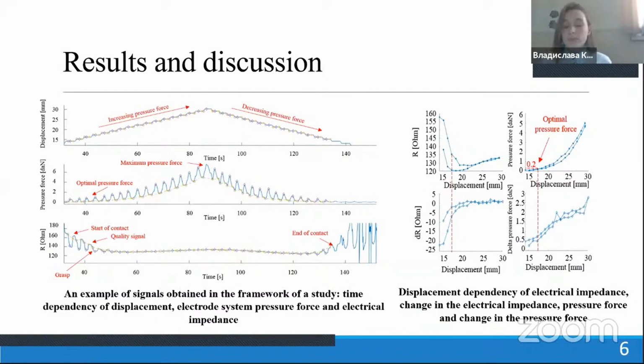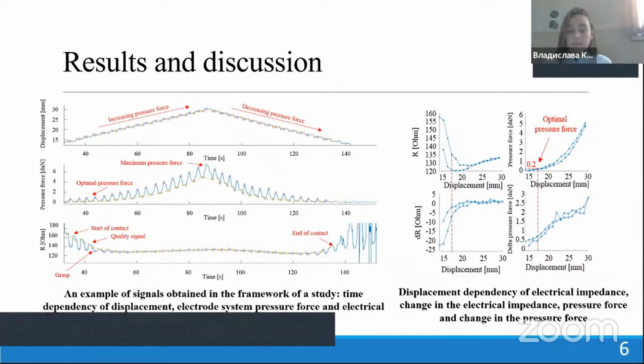Example of the signals measurements in a single study is shown on a slide. Analysis of the absolute values of electrical impedance shows that when the pressure force is in the range of 0.2 to 0.5 decanewtons, the dependence of the amplitude of electrical impedance on the pressure force reached a plateau.